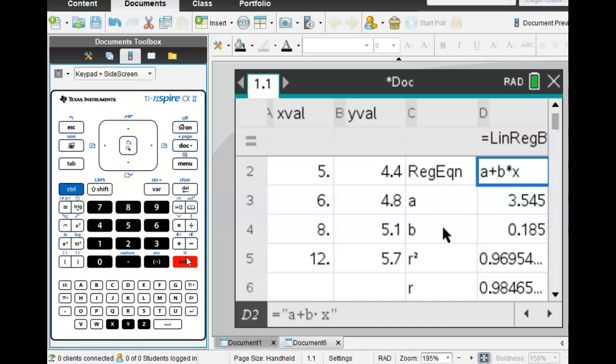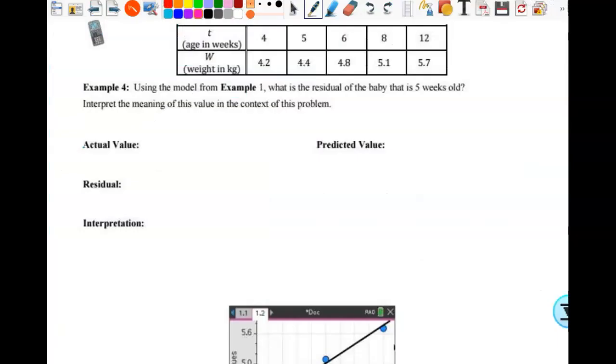Because for this one? Well, because it's number 1 and we already did it, but also because as my x values increase, my y values increase, and we roughly have a constant rate of change. All right. So this is asking me, use the model from example 1. What is the residual of the baby that is 5 weeks old? Okay, so interpret the meaning.